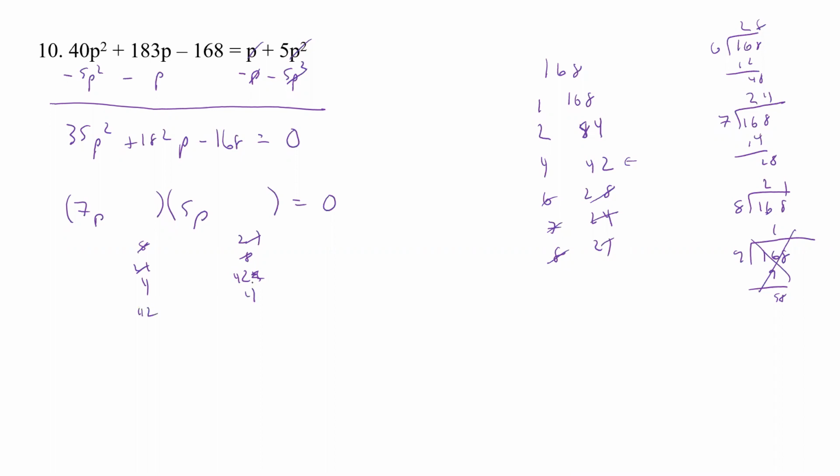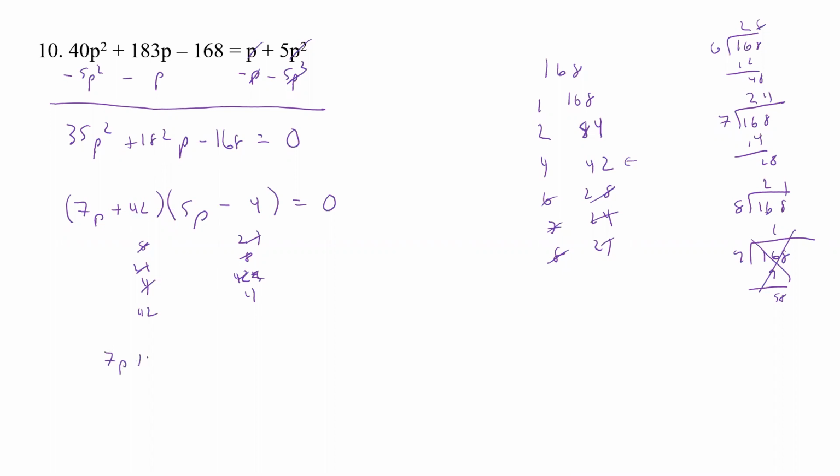42 and 4. If we do that, we have 7 times 4 is 28 minus 42 times 5. That's 182. That's the one we need. So 42 and 4. Now the larger one is going to have to be plus, and that's going to be a minus. And so now we just do the division.